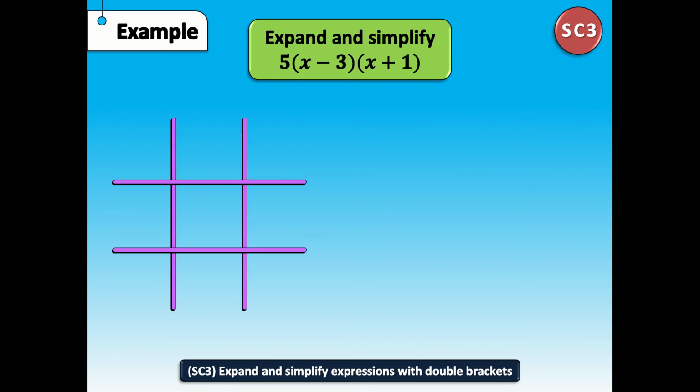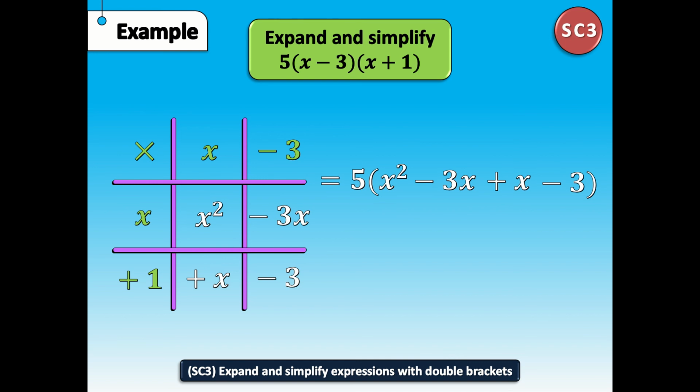So we start by doing a grid method for x minus 3 times x plus 1. X times x is x squared. Minus 3 times x is minus 3x. X times 1 is just x. And minus 3 times 1 is minus 3.